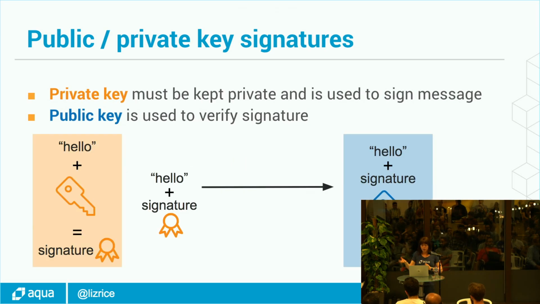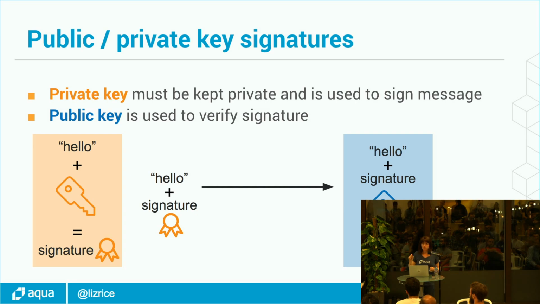You have a private key, and you have some message that you want to send, and you do essentially like a hash function with the message and that private key, and you get out a signature. You can send the message and the signature to somebody who has the public key, and they can use that public key to verify that the hash, if you like, the signature, matches the message. They've got the signature and the message, and if they match, all is good.